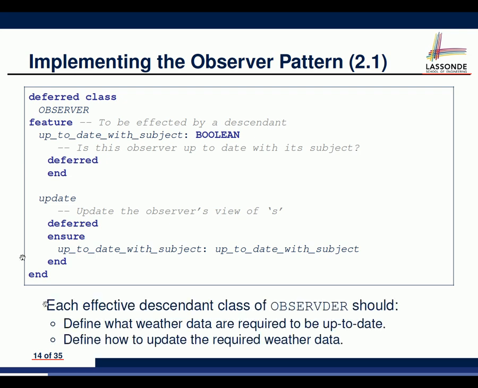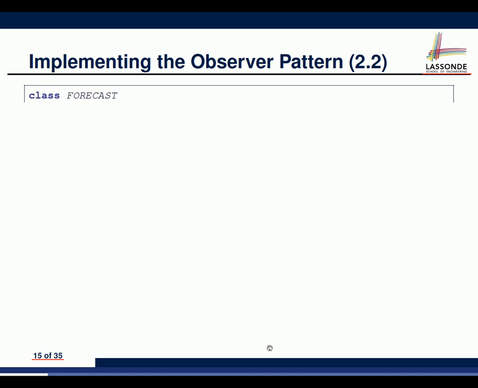Okay, basically you can see that each effective descendant of the observer, there's a typo here, I should really change that. The observer should define what weather data are required to be up to date, and also how to update it. So these are the two things we want to define. Let's just take the forecast, for example.